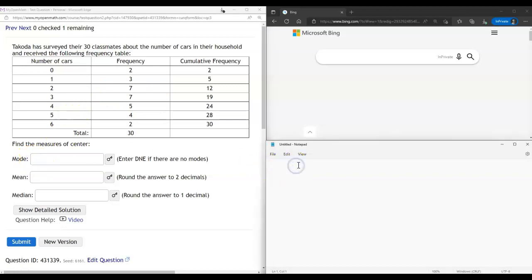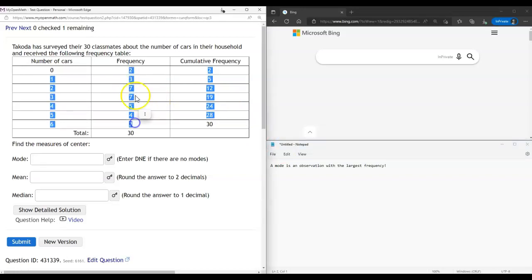To find the mode, we're going to recall the definition of a mode. A mode is an observation with the largest frequency. So we go through all the frequencies and compare them. The largest frequency is 7. There's no other frequency larger than 7, and there are two observations with largest frequency 7. That means we have two modes.